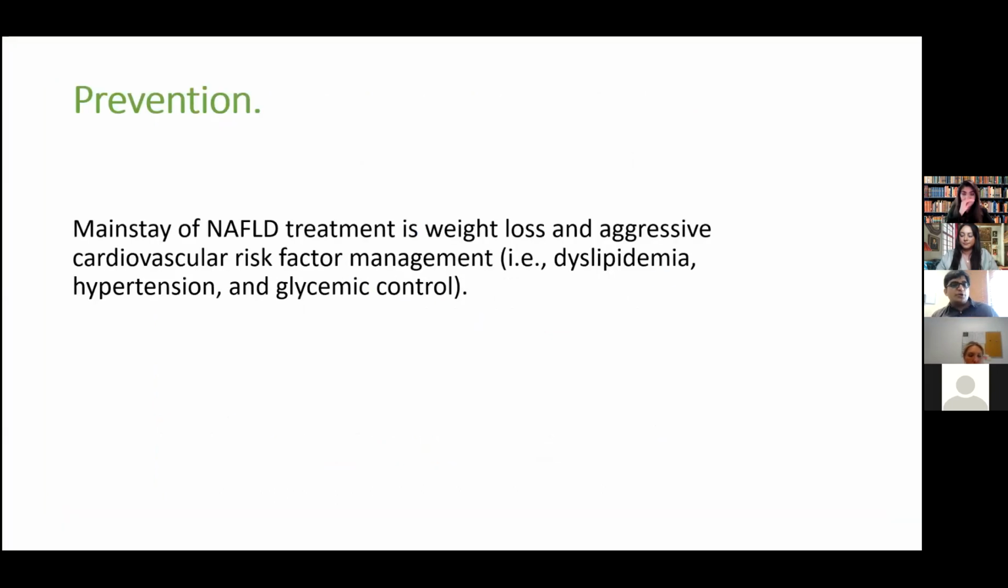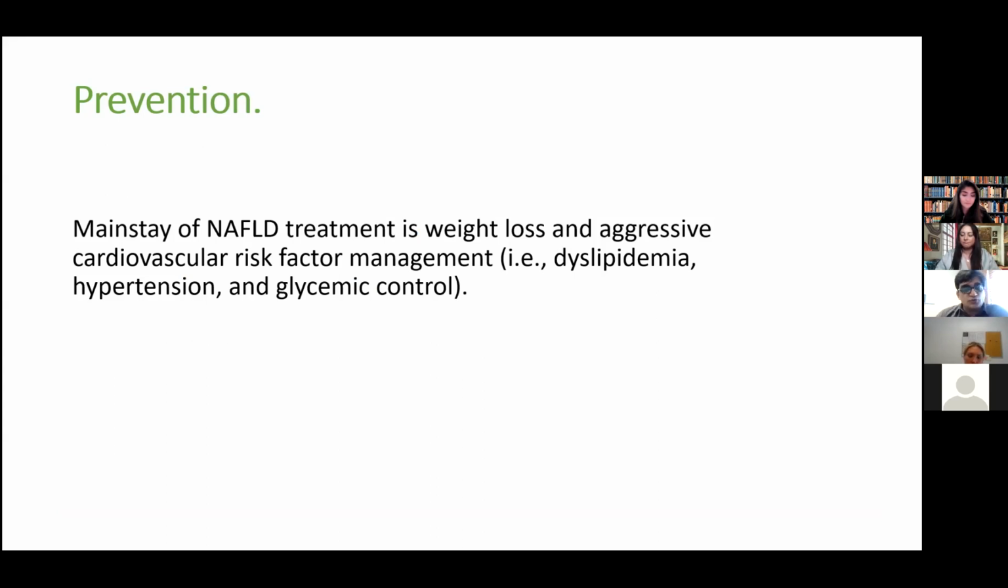All right, so now we're coming to management. The most important thing is to prevent this from happening. So identify, diagnose, and then prevent. If you have a patient who is obese in the clinic, we want to prevent this fatty liver from happening. This is the mainstay that we can tell these patients, and the most important thing will be weight loss, because weight loss will help the insulin resistance. That means that the free fatty acids will not be released by the adipose tissues. So that's the most important thing.